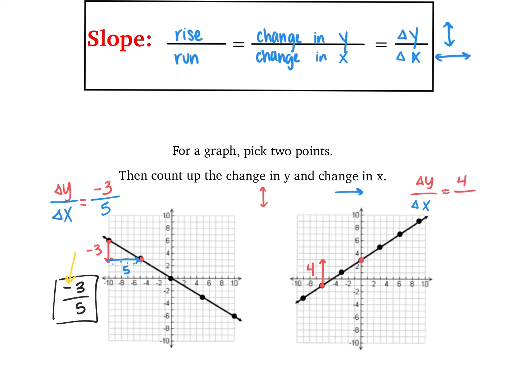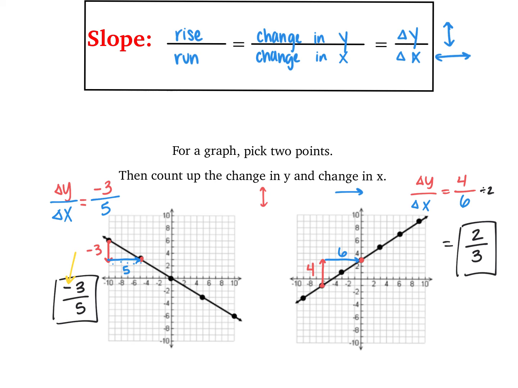My run would be how far over did I go? Moving to the right, that would be 1, 2, 3, 4, 5, 6 over. Now you'll notice that 4 over 6 can be simplified. I can divide both of those by 2, so my slope here would be 2/3. And that's normally going to be the case when you choose 2 points that are not right next to each other. Because I chose some a little further out, I just needed to simplify at the end. So the good news is it doesn't matter which 2 points you pick, just make sure you simplify.